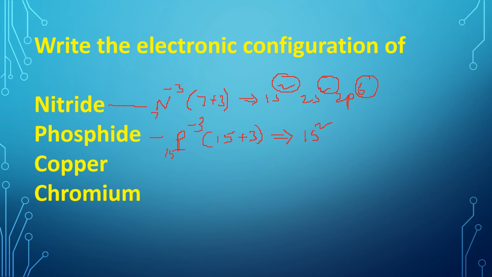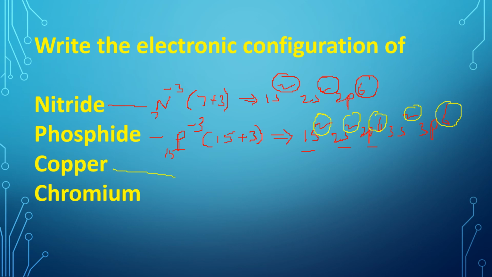You have to write noble gas electronic configuration, that is 18, 1s2, 2s2, then 2p6, 3s2, then 3p6. Yes, it contains total 18 electrons. So you have to see this one here, 2 electrons, then 2 electrons, then 6 electrons, then 2 electrons, then 6 electrons. Total 18 electrons because P minus 3 phosphide means that is P minus 3.